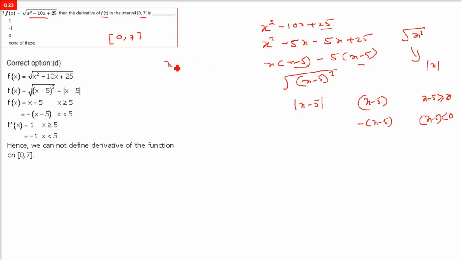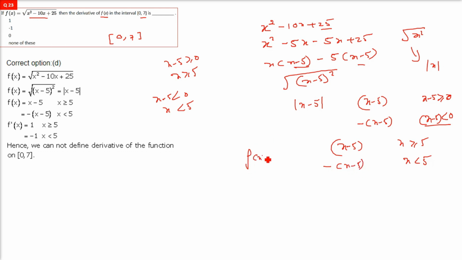So x minus 5 greater than or equal to 0, that means x is greater than or equal to 5. So we have x minus 5 when x is greater than or equal to 5. x minus 5 less than 0, what does it mean? When x is less than 5. So when x is less than 5, it will be negative (x minus 5). So this is your f(x).